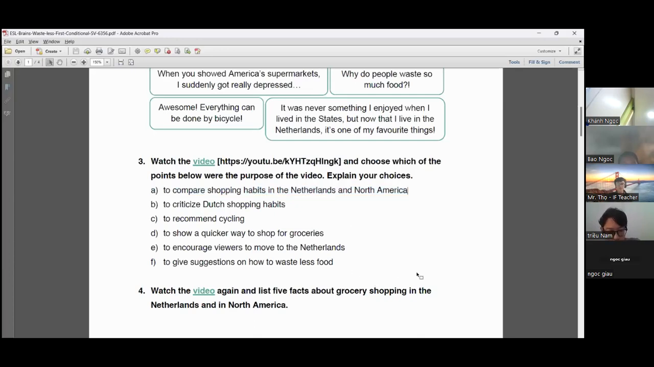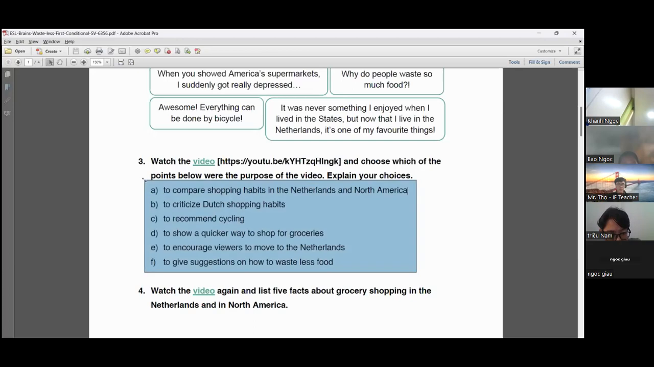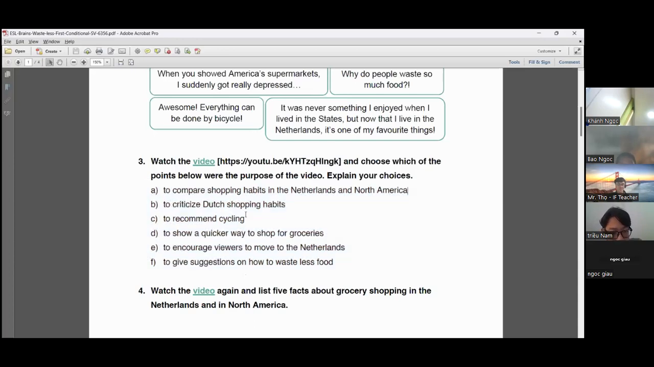Okay. So what is the point in all of these points? I think it's to recommend cycling. Recommend cycling? Yes, reasonable enough. Anything else? To show a quicker way to, no. Why not? Oh, okay. To give suggestions on how to waste less food.